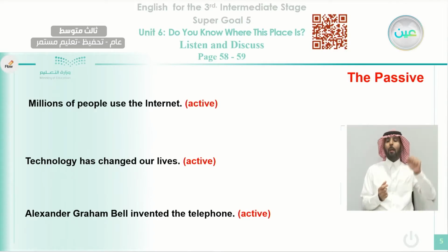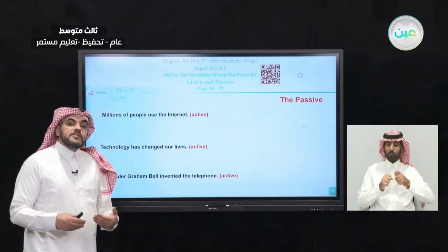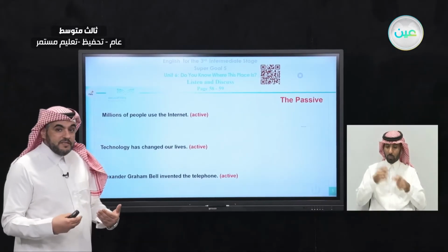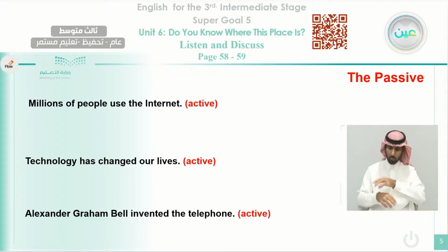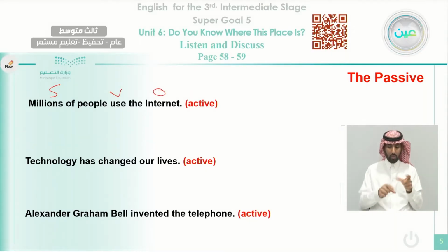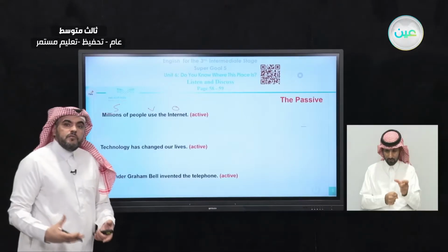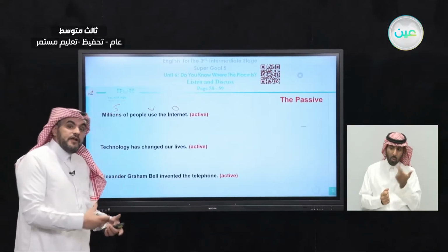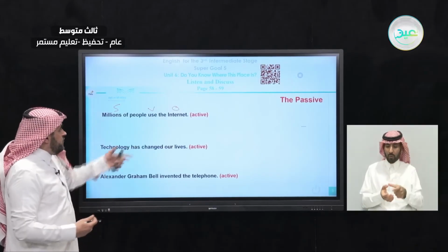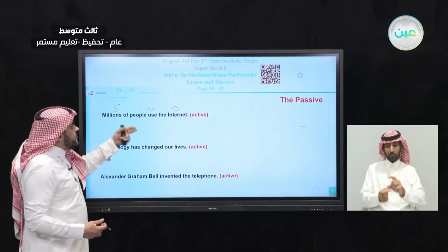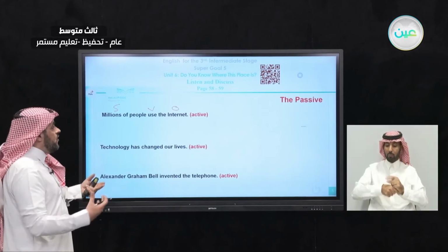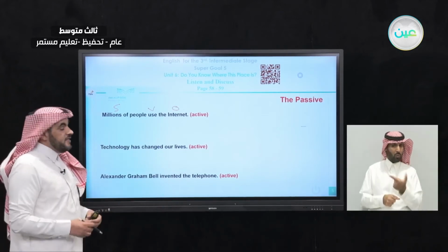Number 1 here, millions of people use the internet. Here in this sentence, it is considered an active sentence. How do you know that it is active? You can tell from the sequence of the subject, the verb, and the object. This is how the active sentence goes: subject, verb, and object. If I want to form a passive sentence out of the active one, I should start with the object. So if you look at the first one here, millions of people use the internet. Okay, so where is the object here? The object in this sentence is the internet.